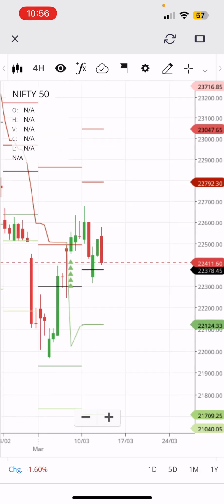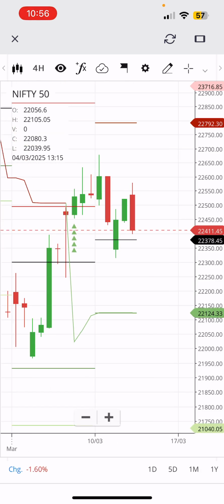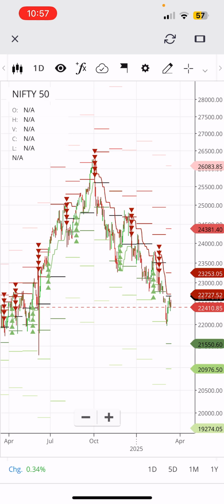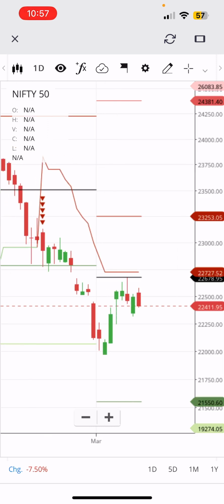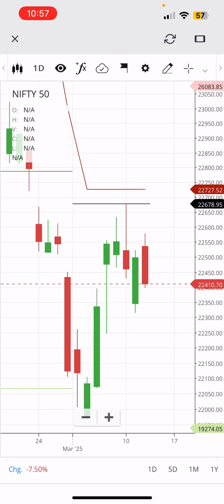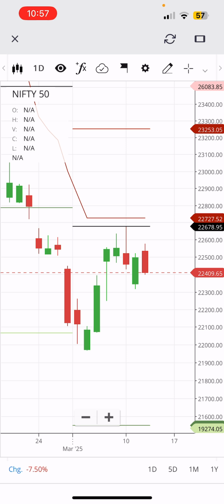So this is again 4 hours chart. In 4 hours chart, it was upside here, but yeah, the stop loss is around 22,124. So this is basically a super trend analysis. So when I'm looking at a 1 day chart, in a 1 day chart, there is not yet upside. So only on crossing about 22,727, we can see upside in Nifty.